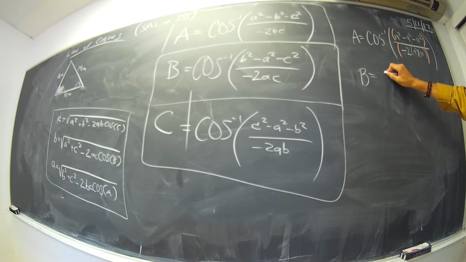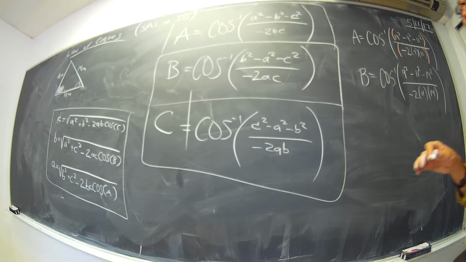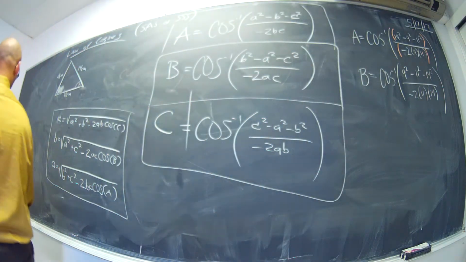Okay, you put a negative. So big B equals inverse cosine of 9 squared, because that's going to be the side opposite B, minus 11 squared minus 14 squared, over -2 times 11 times 14. You guys see the pattern? You see how it fits in here? Type all that in smooth and see what you get.